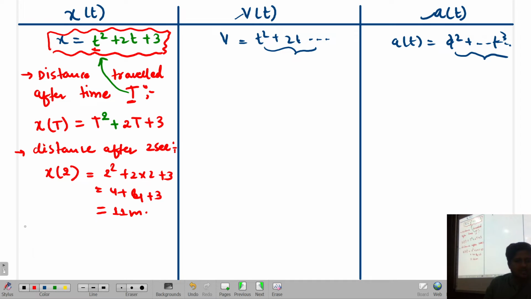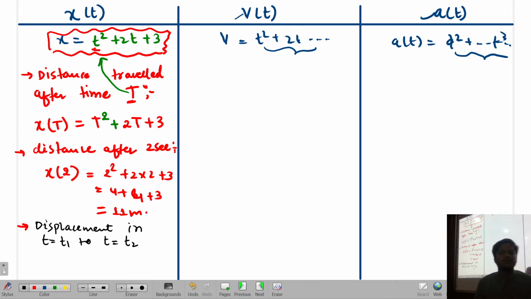Now, the second thing is, if someone asks you to find the displacement in a similar equation. I'll write it with the black pen so that you can understand, because it is a different thing. If someone asks you to find the displacement from t is equal to t1 to t is equal to t2, that is, the displacement in the time gap from t1 to t2, and a similar equation is given.